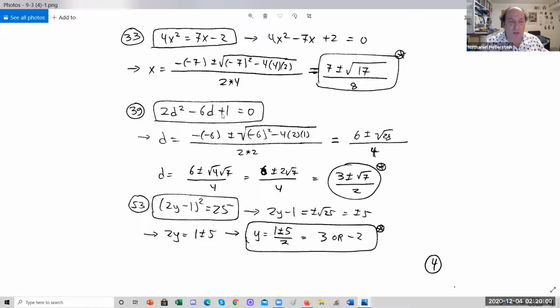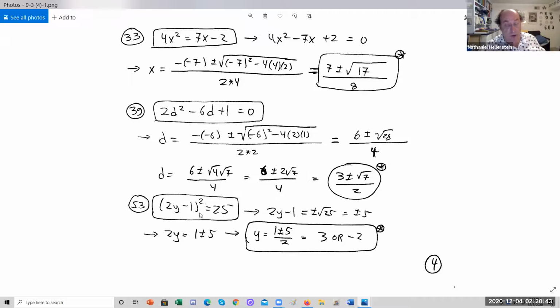2d squared minus 6d plus 1 equals 0. All right, plug into the formula. -6 goes here and here. 2 goes here and here. 1 goes here. So you get 6 plus or minus root 28 all over 4. Root 28 is root 4 root 7. Root 4 is 2. So you get 6 plus or minus 2 root 7 all over 4. And then you can cancel a factor of 2 throughout and get 3 plus or minus root 7, all that divided by 2. These are the two solutions to this equation.